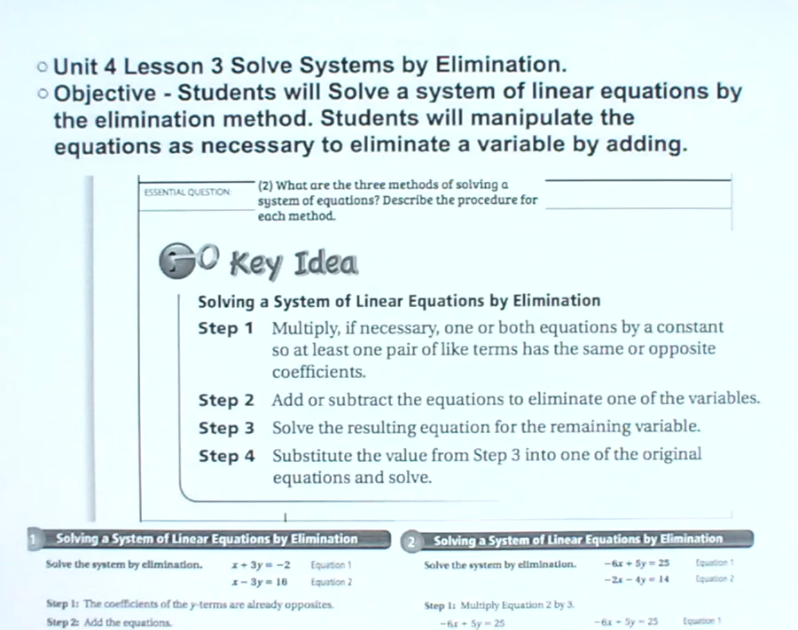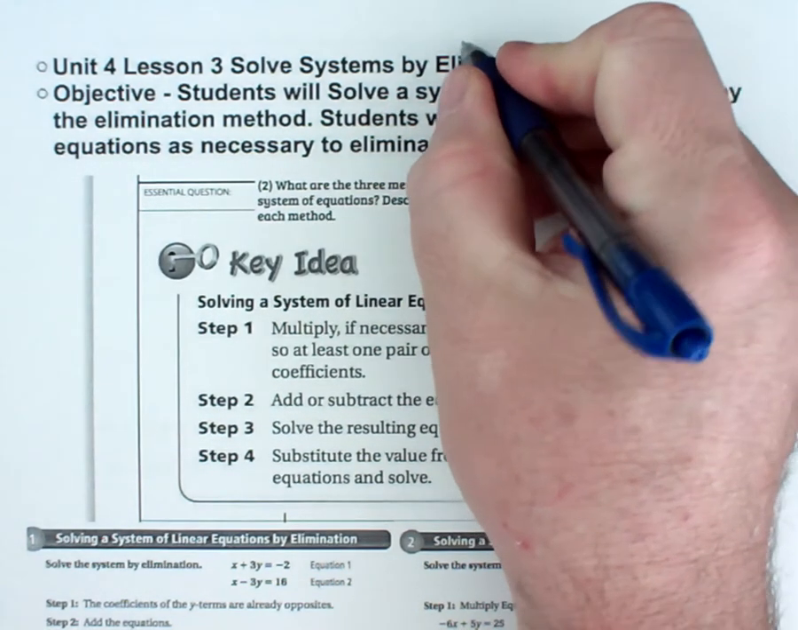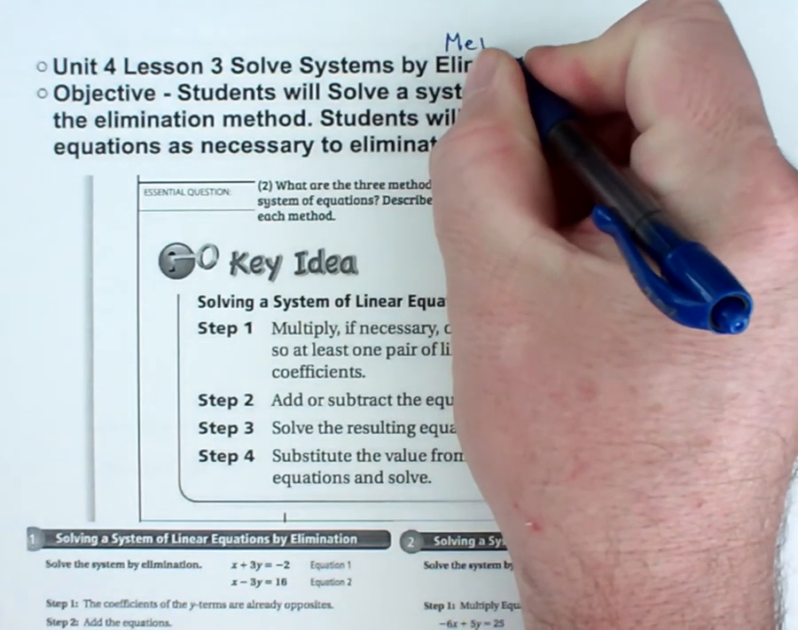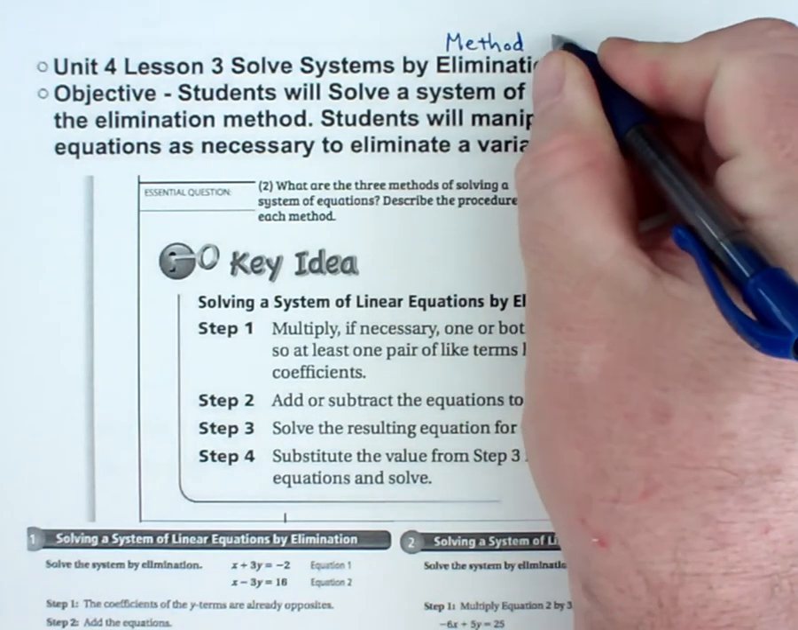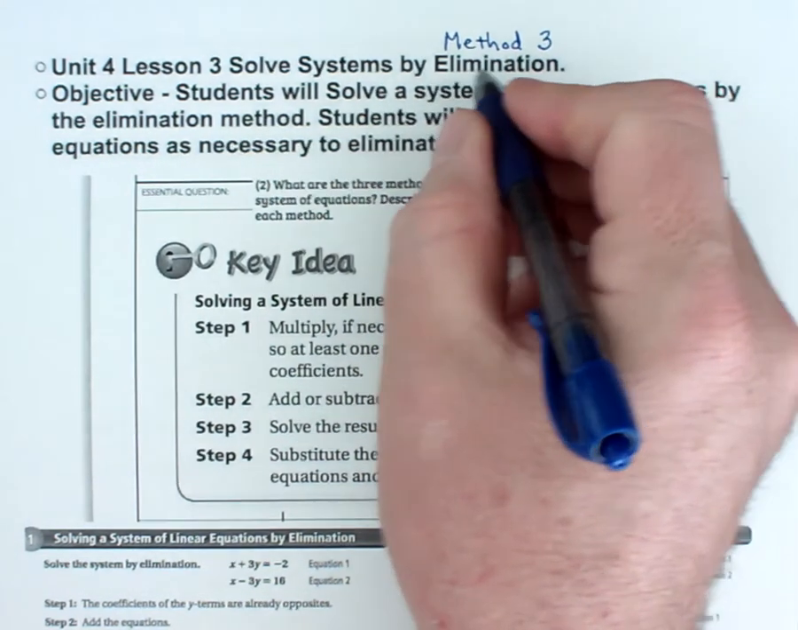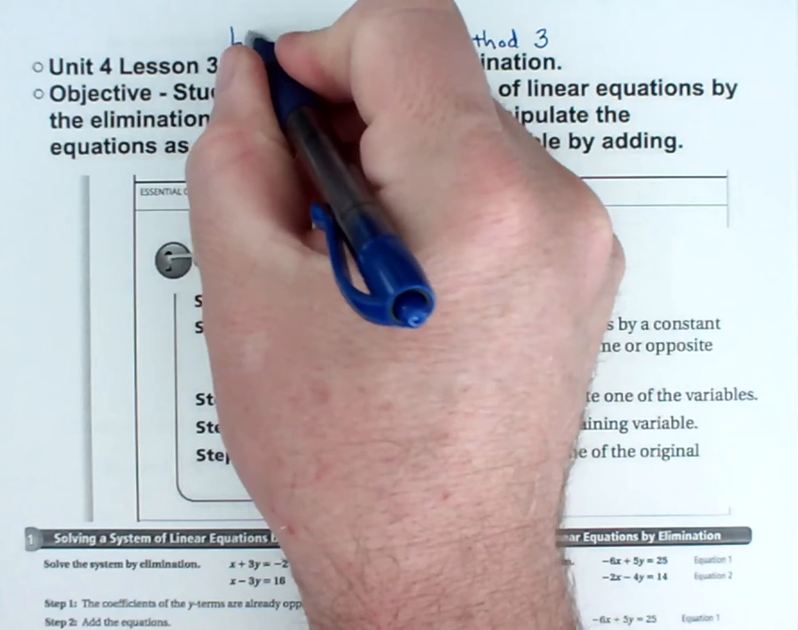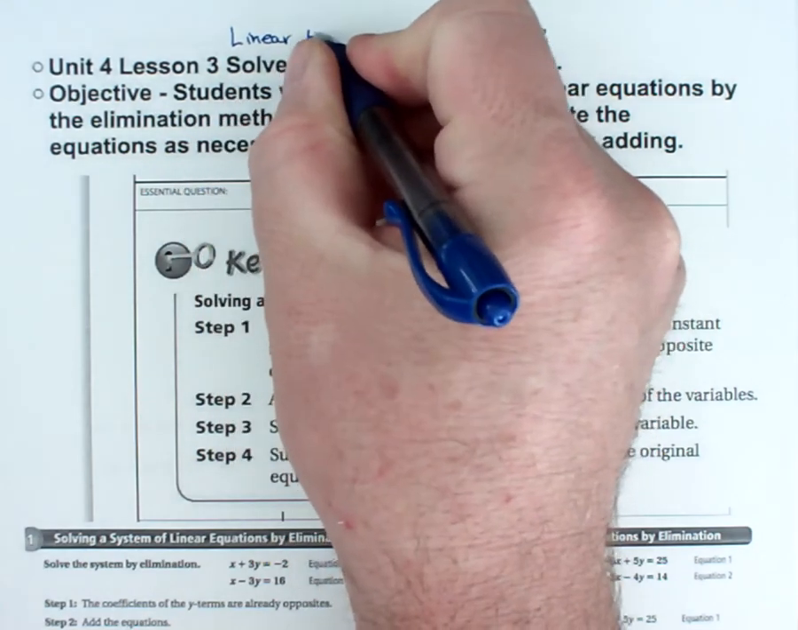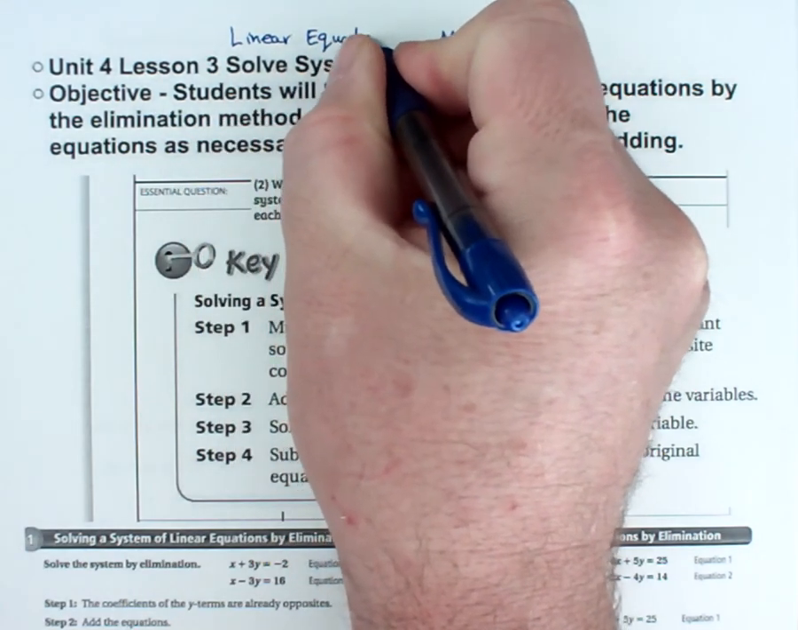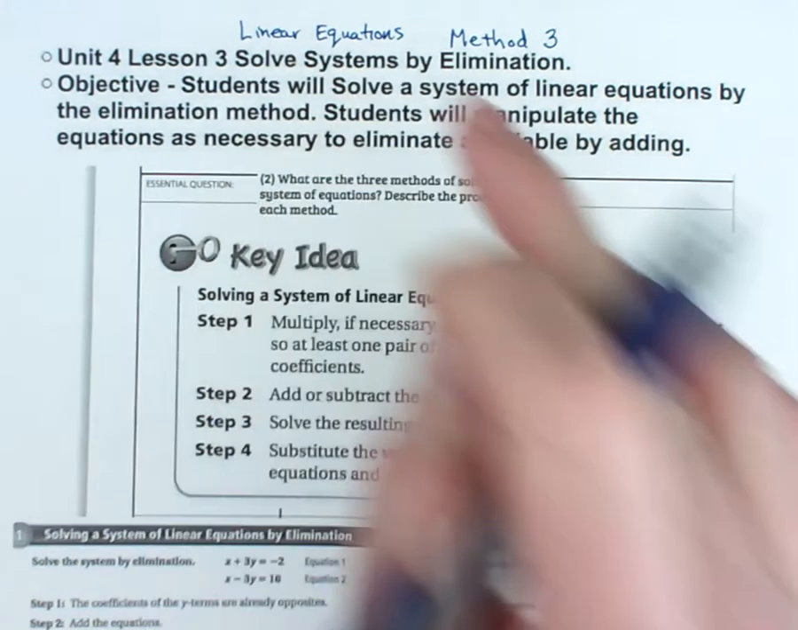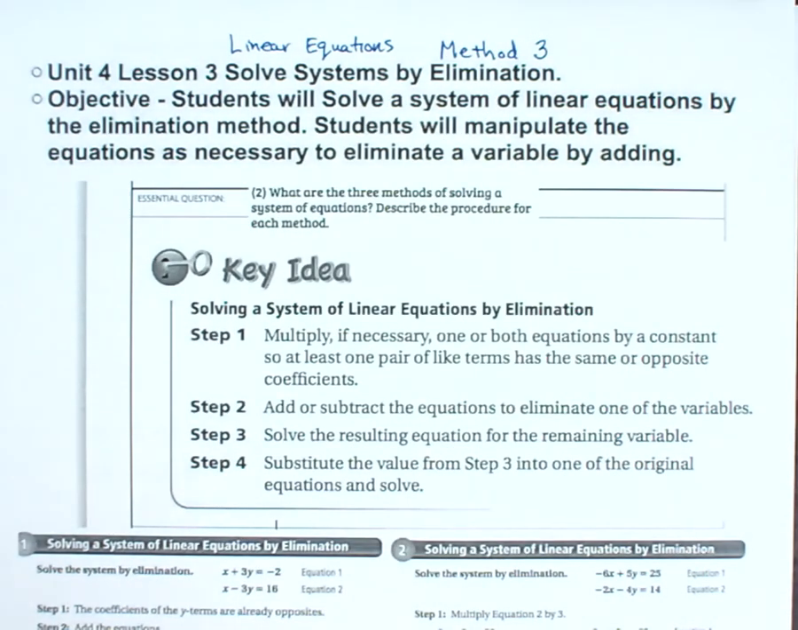All right. Well, welcome everybody to Unit 4, Lesson 3, Solving Systems of Equations by Elimination. So this is what we are calling the third method. Method 3 is solving systems of linear equations by elimination.